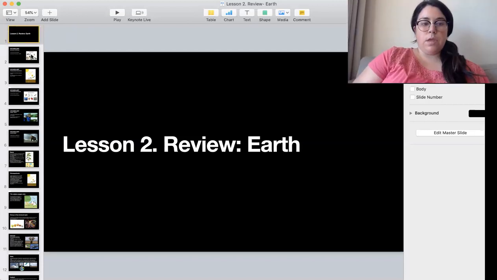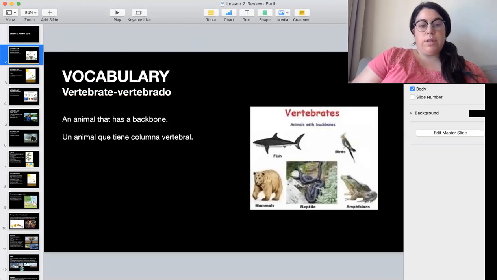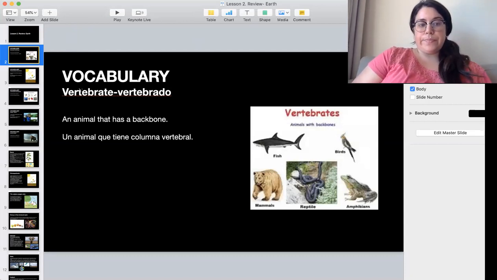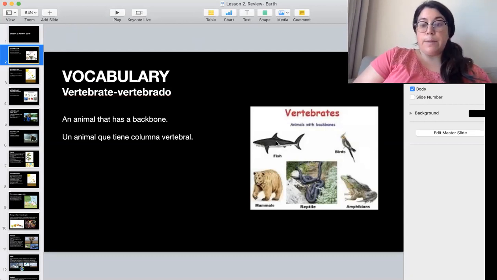Okay, for the vocabulary of today, you have the word vertebrate, means vertebrado. It's an animal that has a backbone. Backbone is columna vertebral, the bones on your back that make you stand up. And here you have some examples of vertebrates, like fish and birds, amphibians, reptiles, and mammals. All of them are vertebrates.